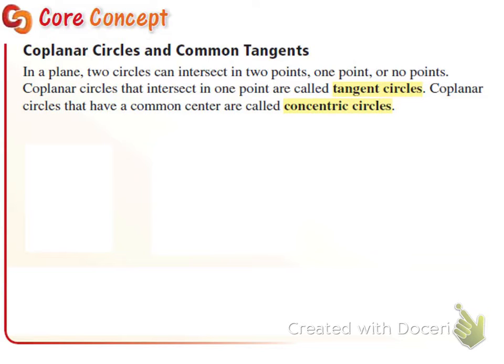In a plane, 2 circles can intersect in 2 points, 1 point, or no points. What does it look like if 2 circles intersect at 2 points? A what? An X? Looks like 2 of curved.